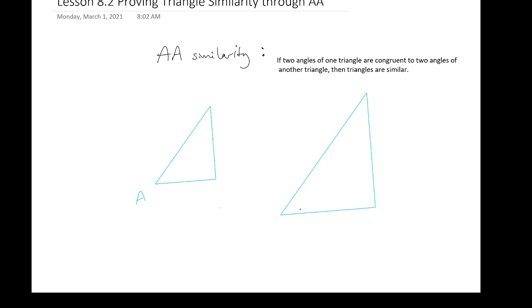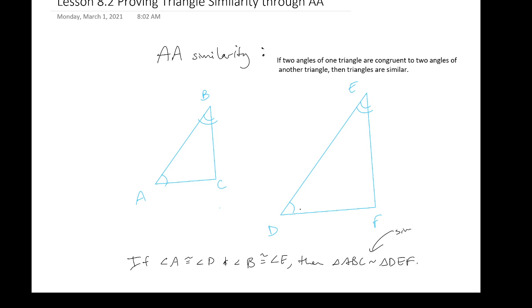If we have triangles ABC and DEF, as long as A and B are congruent to D and E, in other words, if angle A is congruent to angle D, and angle B is congruent to angle E, then our two triangles, ABC and DEF, are similar. Remember, we mark similarity through the single squiggle right here.